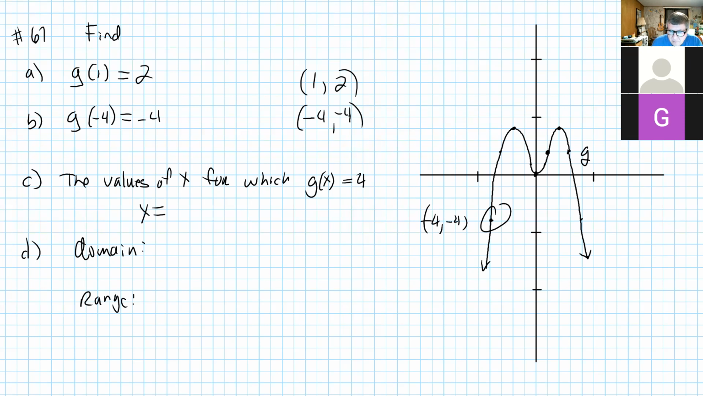Isn't g of x equals 4 right there? So would it be -2 and +2? Yep.